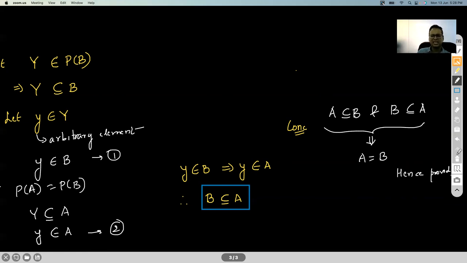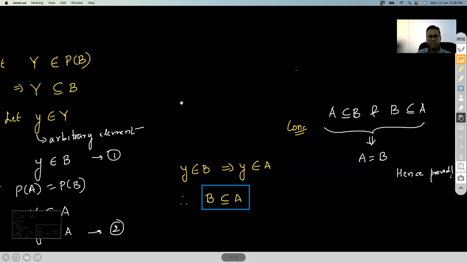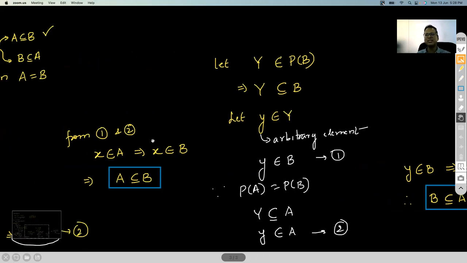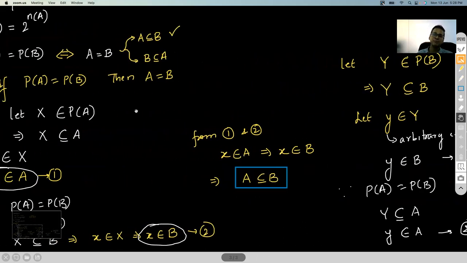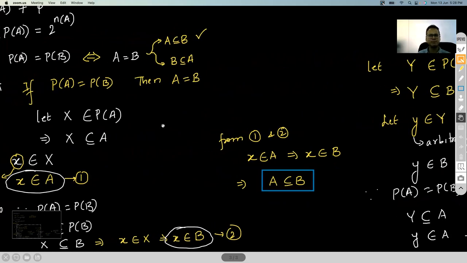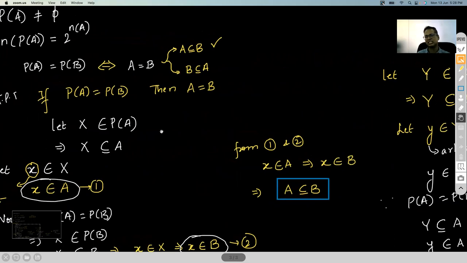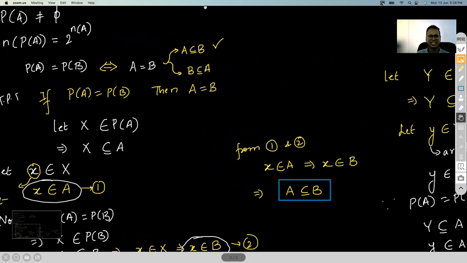Now, as a school level and as a competitive level exam, nobody is going to worry about these proofs. But when you do this proof, what will stay with you for life is that this property, P(A) equal to P(B) implies A equal to B and is further implied by, will always be there in your mind. So that is the main purpose of doing the proofs in this class. It's not that they will be tested in any form.